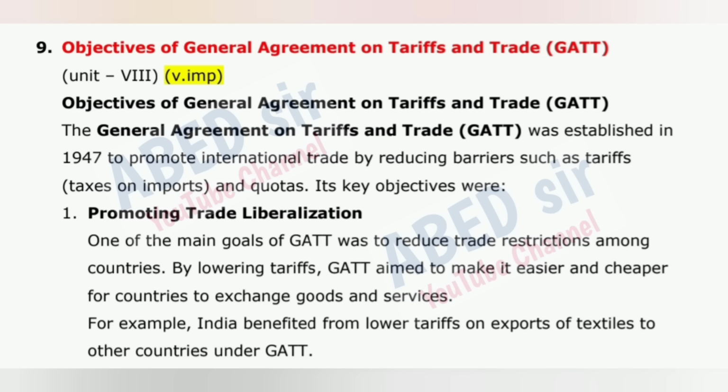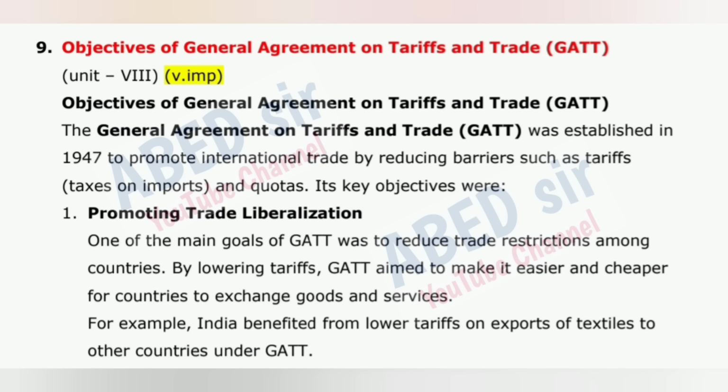Unit 8. Objectives of General Agreement on Tariffs and Trade, GATT. The General Agreement on Tariffs and Trade, GATT, was established in 1947 to promote international trade by reducing barriers such as tariffs, taxes on imports, and quotas. Its key objectives were 1.